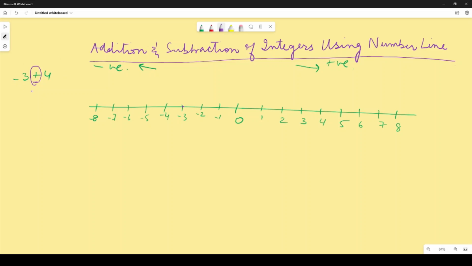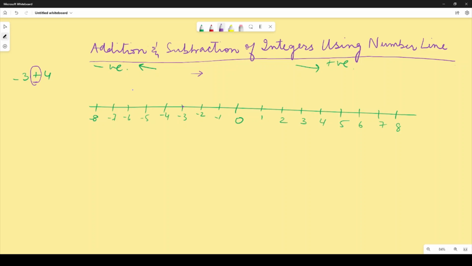First we need to understand the question. So what it's saying over here is you need to add 4 to the -3 number. So when we say you have to add something, we tend to shift towards the right. That means I should be moving in the right direction. So my proceedings should be in this direction.